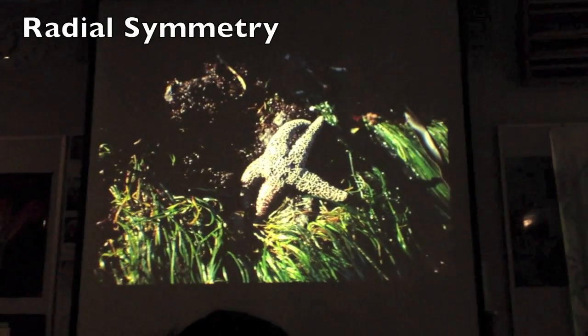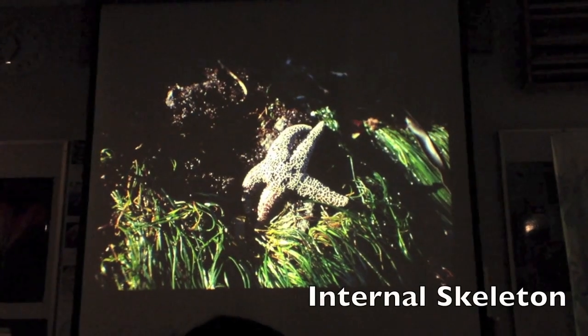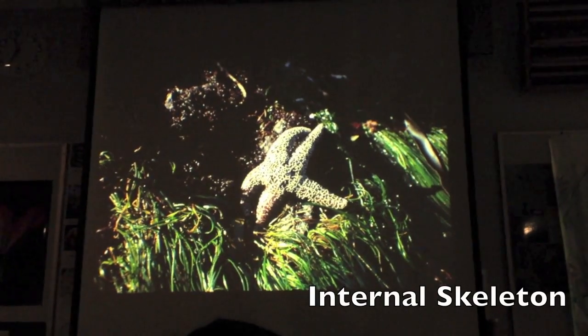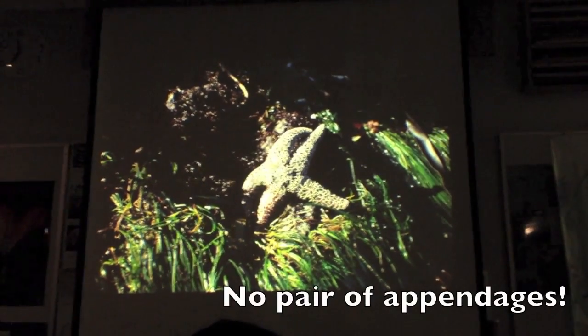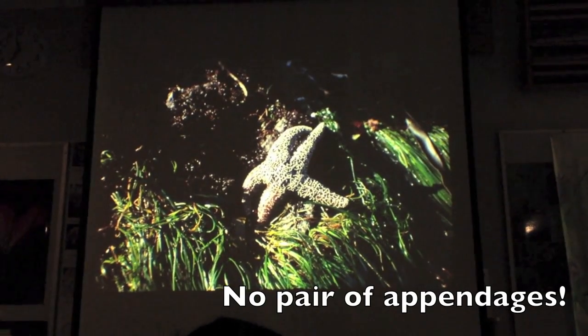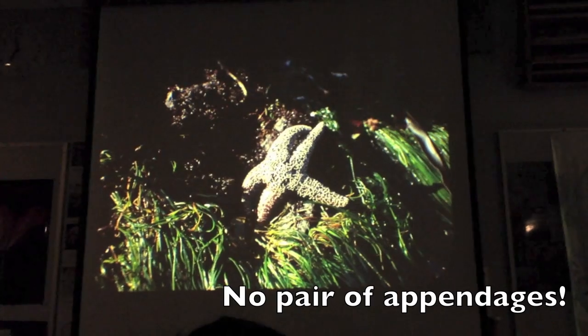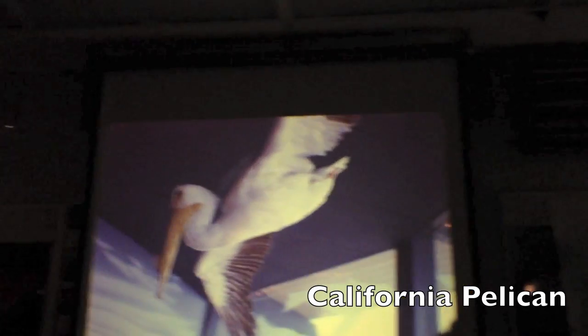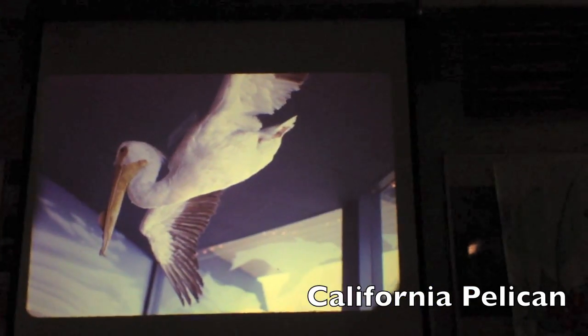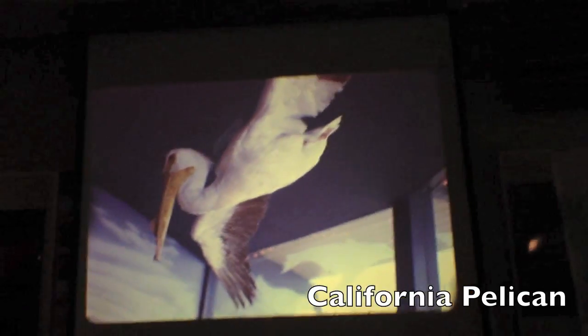What type of symmetry? Radial. Does it have a skeleton? Yes. What kind? Internal. How many pairs of appendages? Trick question. None. Hey, good job. Pelican. That's good. That's just California one pelican.